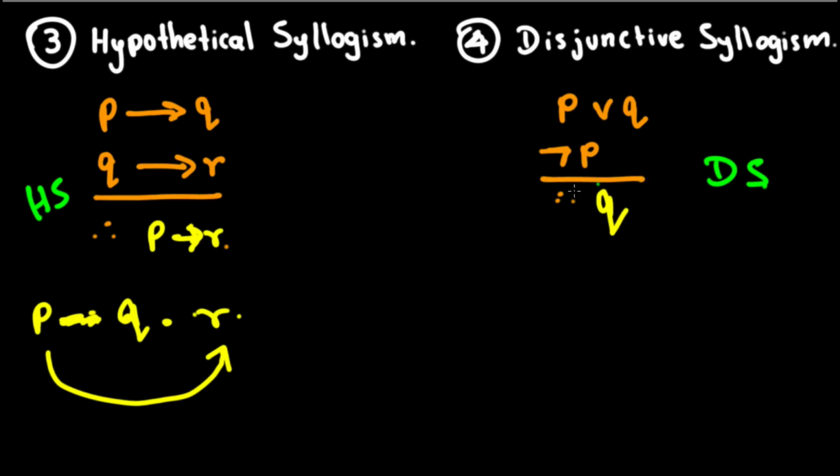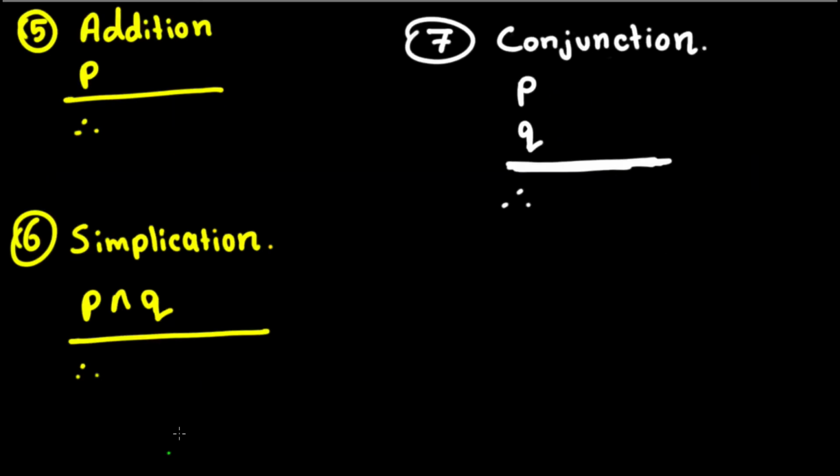Okay, because we are going to need these shorthand forms when we do the proof questions. We have to show at each step which law we are using, so it always helps to keep the shorthand forms HS, DS. The next thing is addition. Addition says if P is true, then P or Q is also true. And simplification says if P and Q are true, then P is true, and also you can say Q is true. And conjunction says if P is true and Q is true, then P and Q is true. Okay, these are the laws.